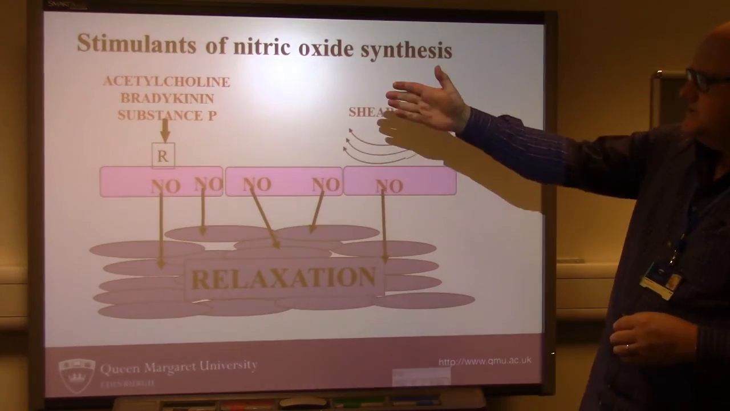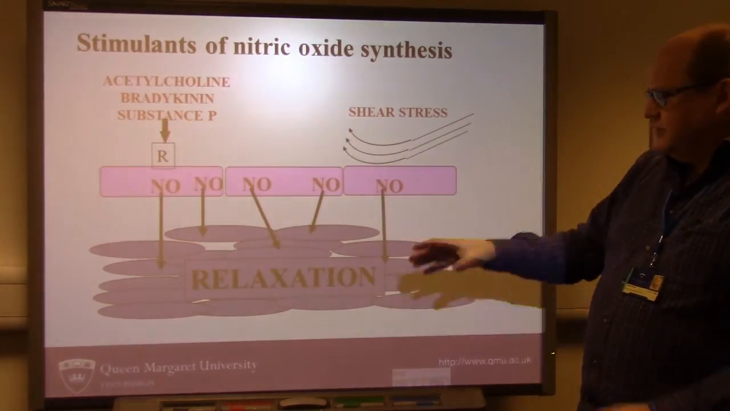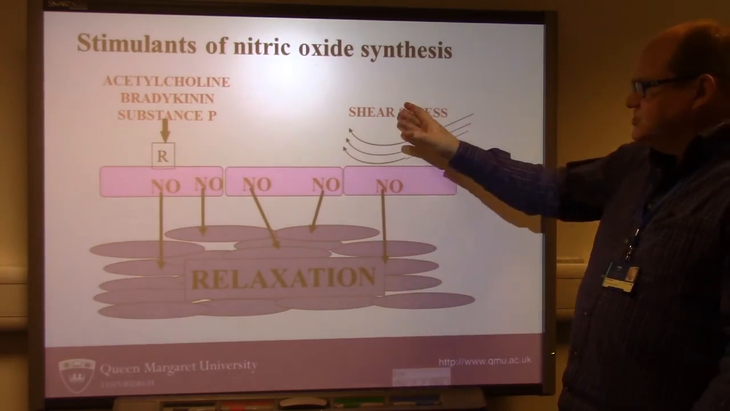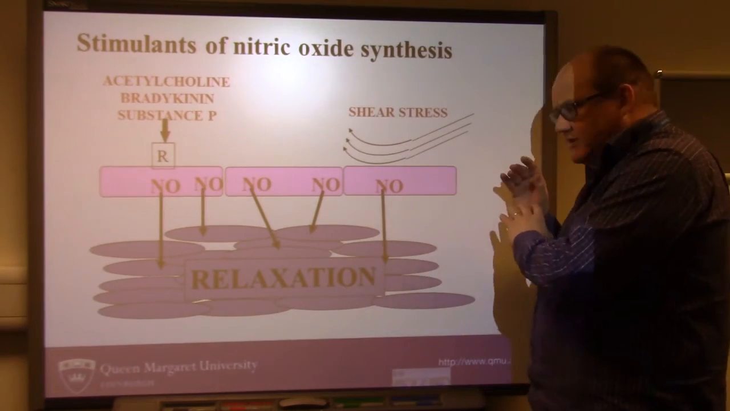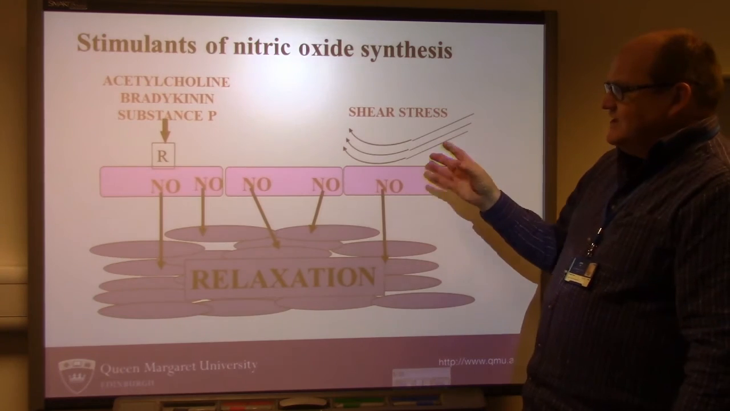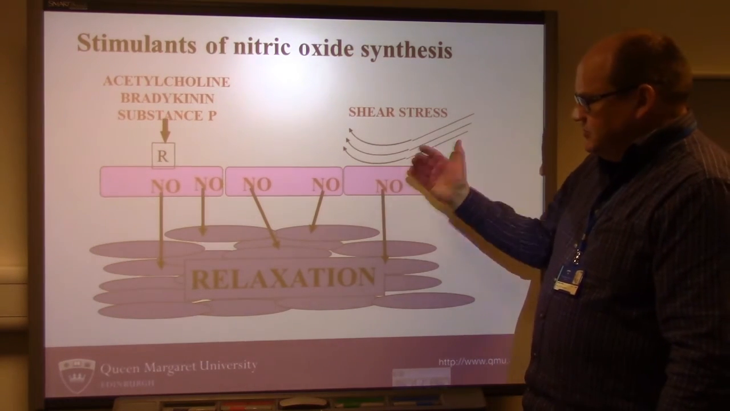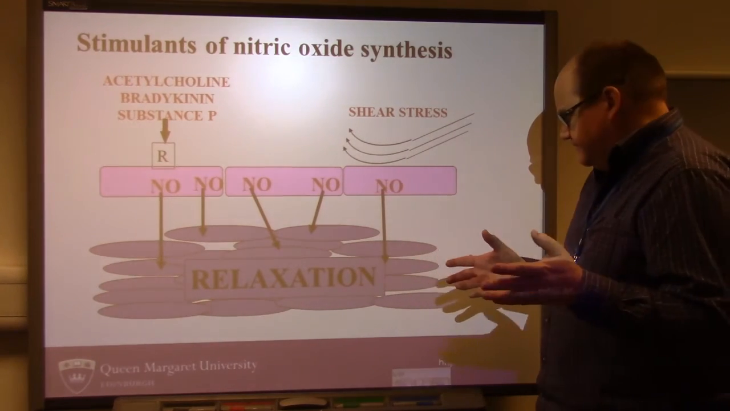Now, various things can stimulate it. The acetylcholine, substance P, they'll produce nitric oxide, but also the shear stress. That's the actual pressure of the blood flowing through it. So if the blood's pushing off these cells at a high pressure, that will activate nitric oxide synthase, produce nitric oxide, and relax the blood vessels to alleviate the pressure.